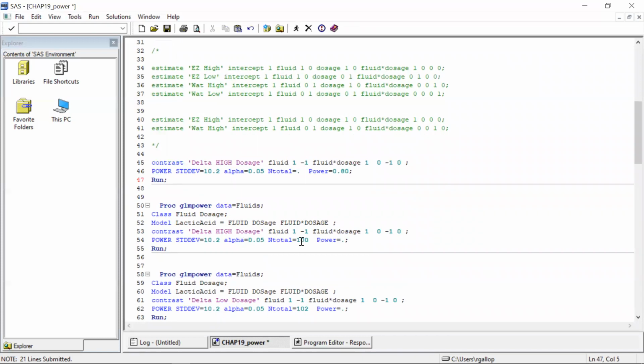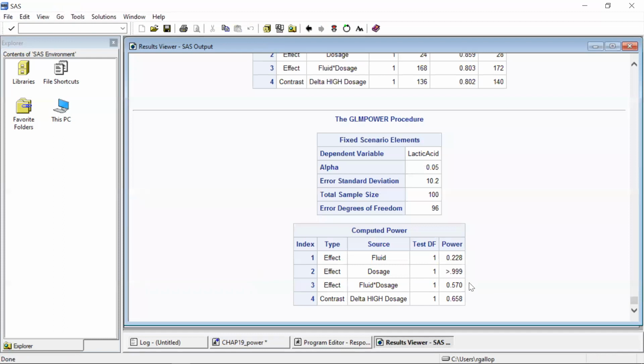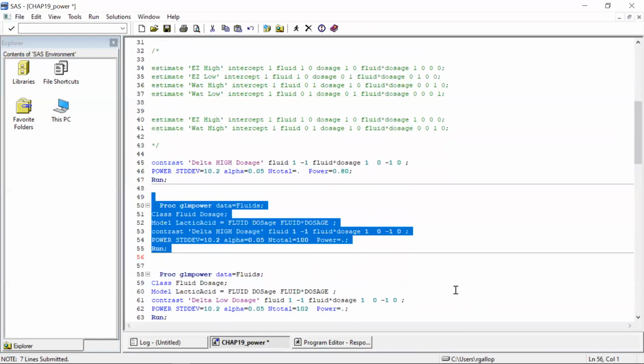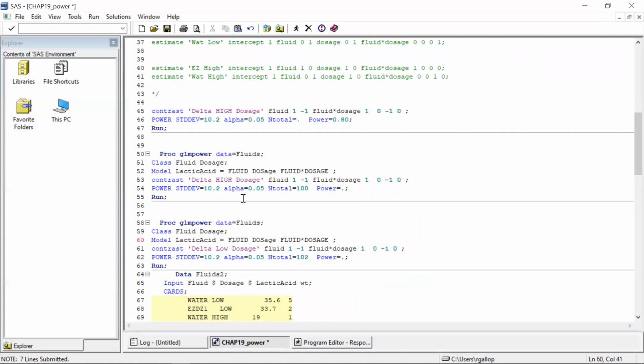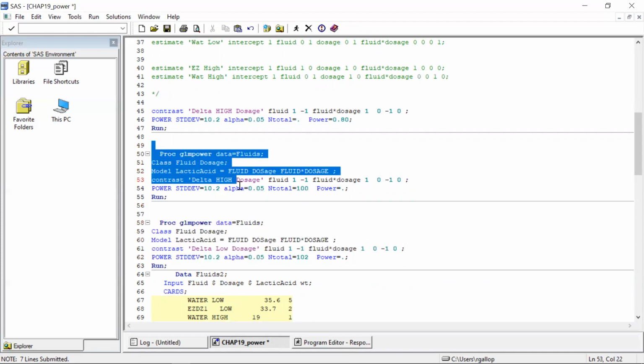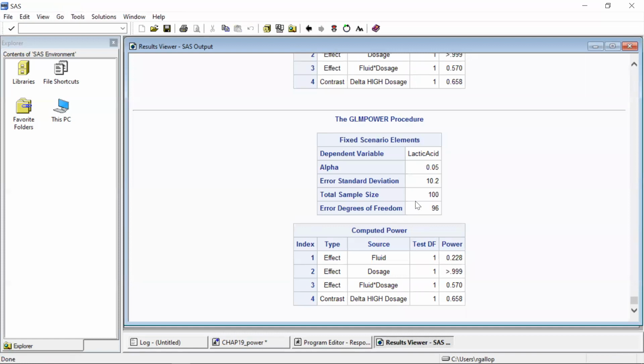So now if I put 100 total, the power would be 65.8% for the contrast, 57.0% for the interaction. If I made it 102, let me run these two back to back real quick. Right, so if you see here, I asked for a sample size of 100 in this case.